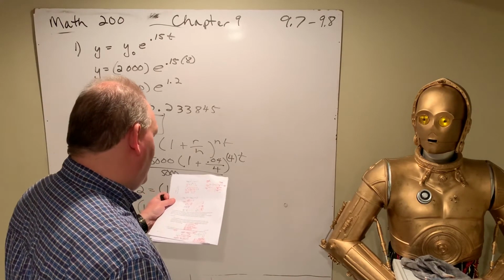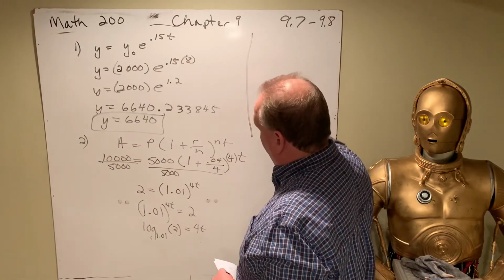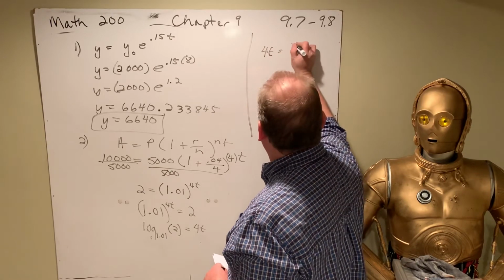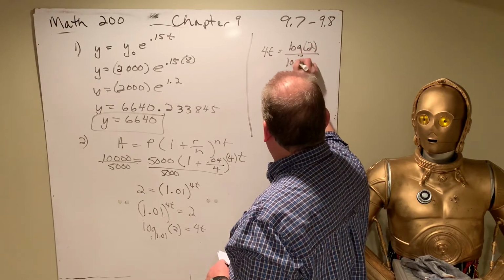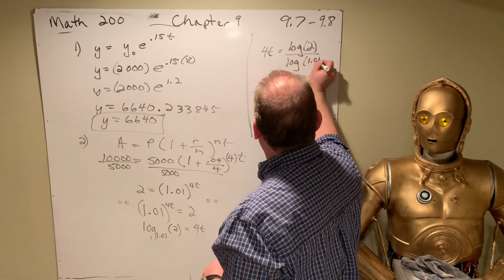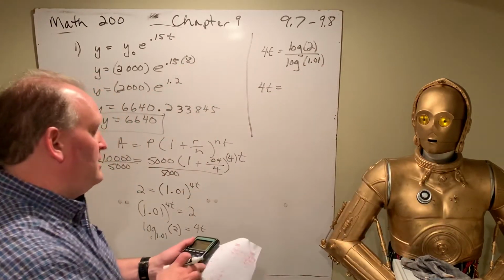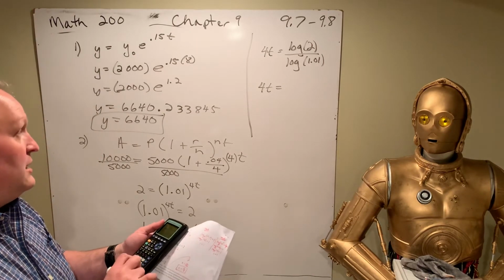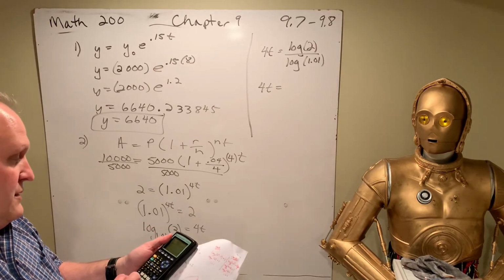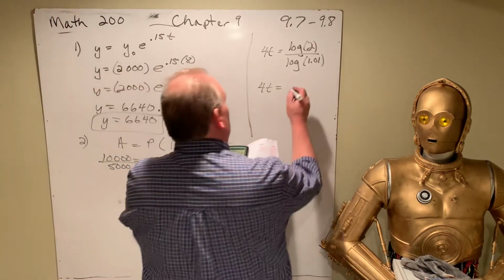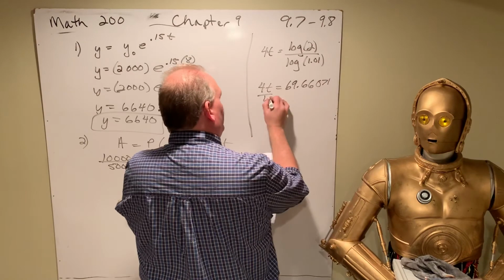All right, so what are we going to do there? We write it up here. We got 4t is equal to the log base 10 of 2 divided by the log base 10 of 1.01. And whatever we get there, we're going to divide by 4. And that'll be our answer. Log of 2, end parenthesis, divided by log of 1.01, end parenthesis. 69.66071, divide by 4.